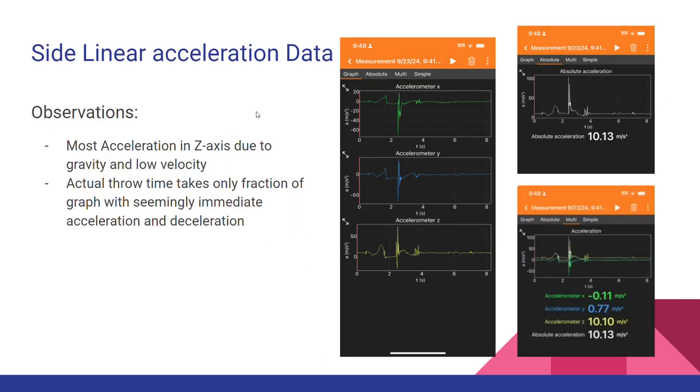So observations. The z-axis due to gravity is the highest, and it's about 10 meters per second squared. If we look at all the other ones, the linear acceleration was low because the angular acceleration is causing the omega to be higher there. It's a proportion: omega will be higher where the linear acceleration isn't going to be as fast. The actual throw takes a fraction of the graph. The Frisbee is only in the air for about half a second, and this graph goes about 4 seconds, so I have to analyze these spikes in data. It seems almost immediate, but it gave me my numbers at the extremes of my data.